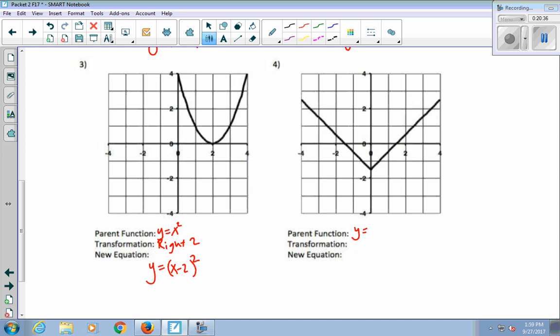All right, here's absolute value again, but this time it looks like I went down 1.5. So my new equation will be y equals absolute value of x, minus 1.5. So now, since we're moving down, you put the minus 1.5 outside of the absolute value.